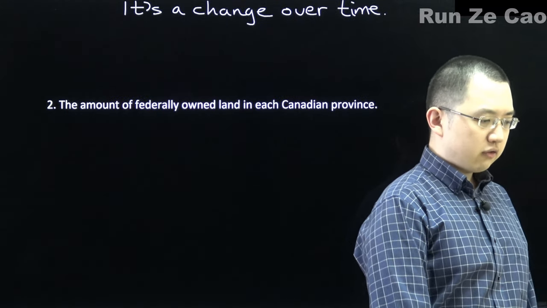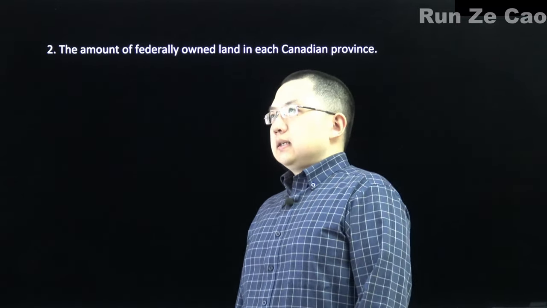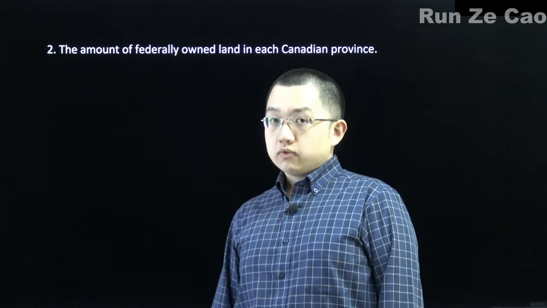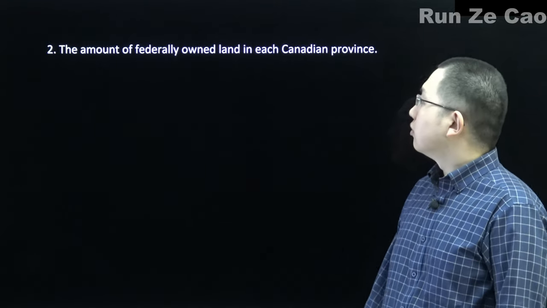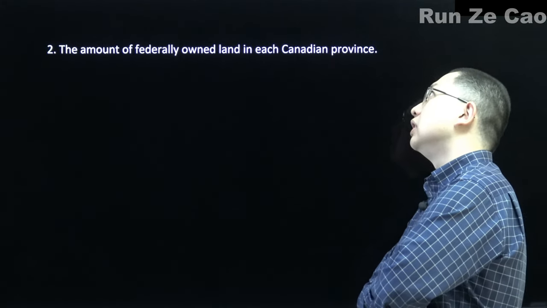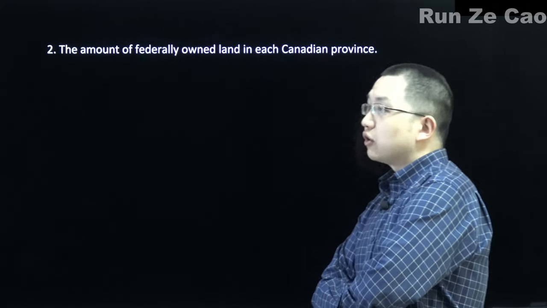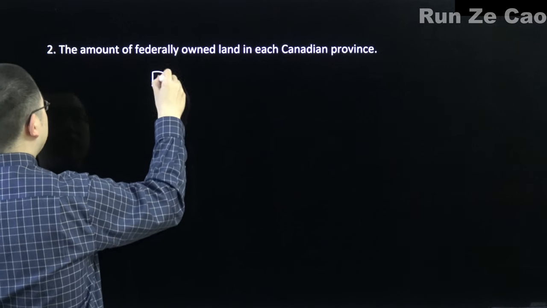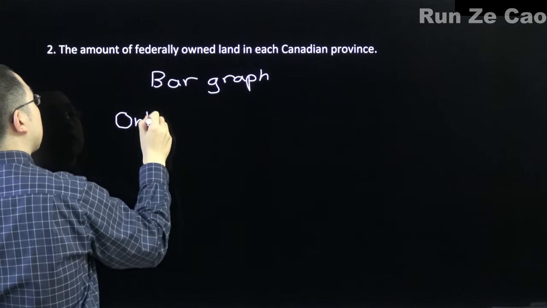And the amount of federally owned land in each Canadian province. How many Canadian provinces are there? There's 10. Result? You can have 10 bars pretty comfortably. Whereas if you had to do this for a country with rather more provinces and territories, like say perhaps China, or the United States, which has a lot of states, a bar graph would not be very practical and you might want to bin it and go with a histogram. But for Canadian provinces, bar graph. There are only 10 bars.